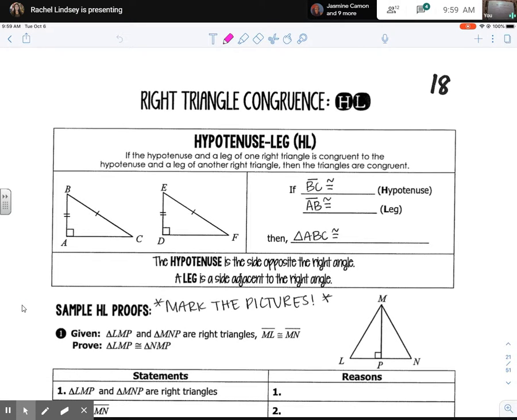So on page 18, we're looking at hypotenuse leg proofs. In order to prove two triangles are congruent by hypotenuse leg, we have to prove that the hypotenuses on each one are congruent and two legs are congruent. So in order for it to be true, if BC is congruent to EF and AB is congruent to DE, and they have a right angle, then we can prove the two triangles are congruent. So then triangle ABC is congruent to triangle DEF by hypotenuse leg.